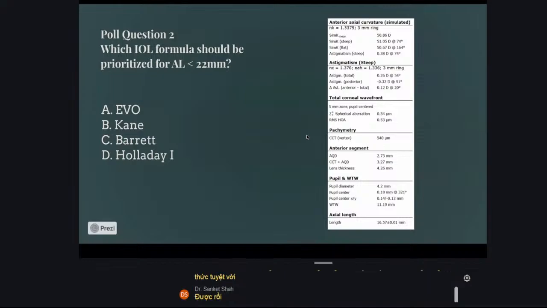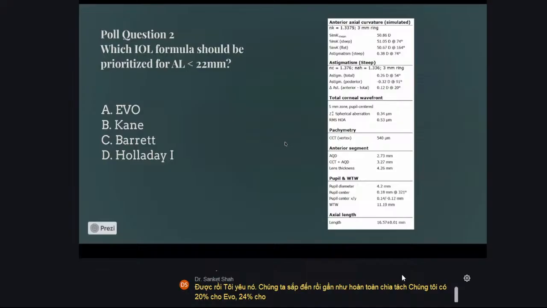I love it. We are almost perfectly split. We have a 20% for the EVO, 24% for Kane, 31% for Barrett, and 25% for Holladay 1.